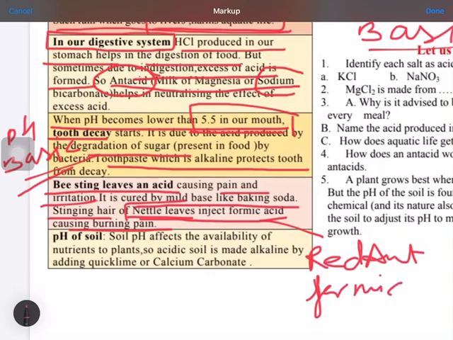So this formic acid can also be neutralized. That means if you have drops in the house, you can make a slight solution and put it on the area of the sting.